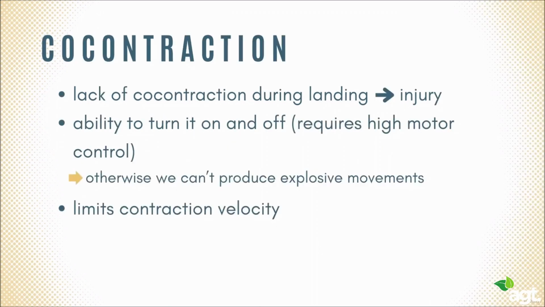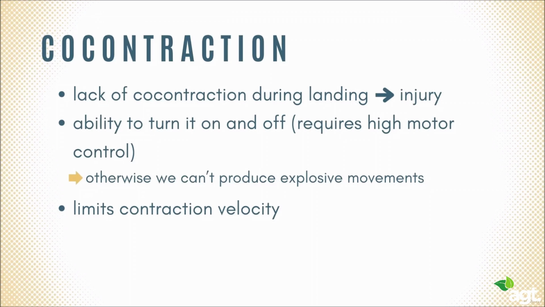Now, there's kind of two sides to the co-contraction. Co-contraction in some situations is absolutely necessary, because if there's a lack of it during the landing, we're at a very increased risk of injury. We need to develop the ability to turn co-contraction on and off rapidly and according to situations, which requires very high motor control from our nervous system.